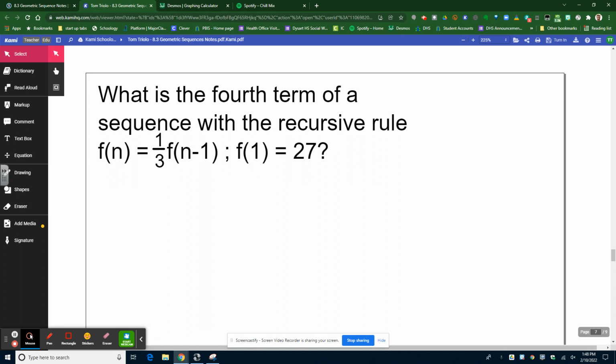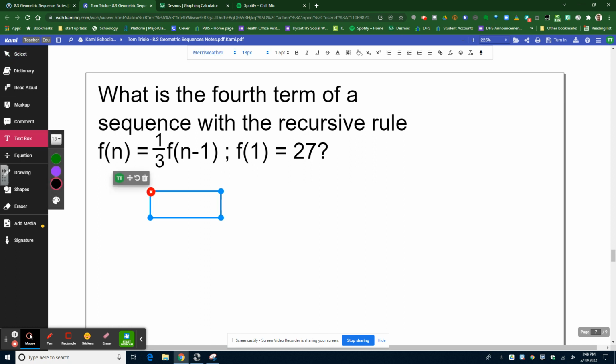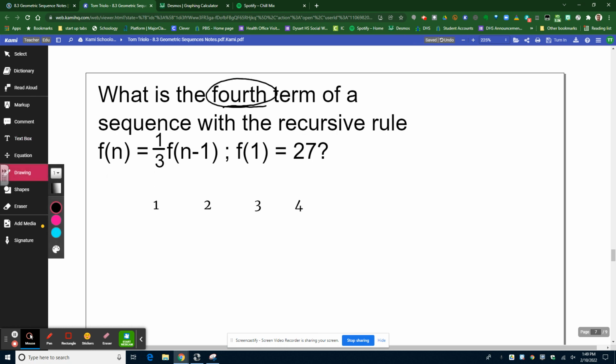Okay, so I am going to make a table. Since there is no table function in Kami, we will force a table. Use the text box. Starting with the number 1, first term, tab over 5 times. 1, 2, 3, 4, 5. 2, 1, 2, 3, 4, 5. 3, 1, 2, 3, 4, 5. 4. Why do I stop at 4? It's a 4th term. It says right here, 4th term.